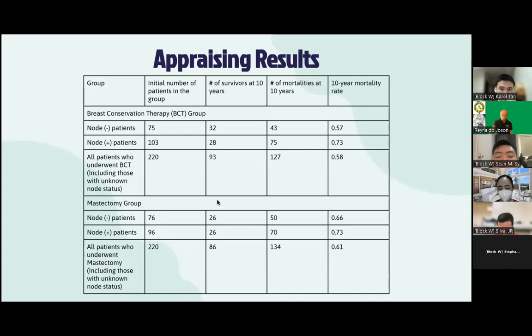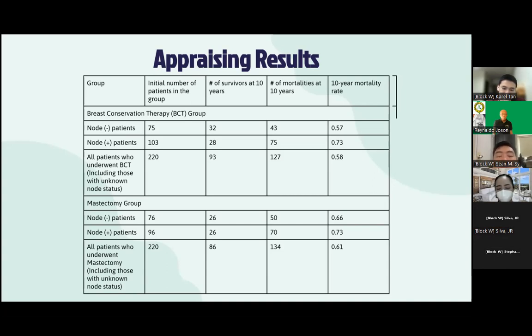Using the raw data presented in the study, we also wanted to look into the 10-year mortality rate, since this was the original outcome we wanted to appraise. For node-negative patients in the breast conservation therapy group, the 10-year mortality rate was 57%, and in the mastectomy group it was 66%. In node-positive patients, the 10-year mortality rate was 73% for the breast conservation therapy group and also 73% for the mastectomy group. For all patients who underwent breast conservation therapy, the 10-year mortality rate was 58%, and for all patients who underwent mastectomy, it was 61%.